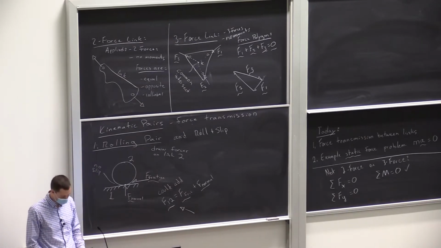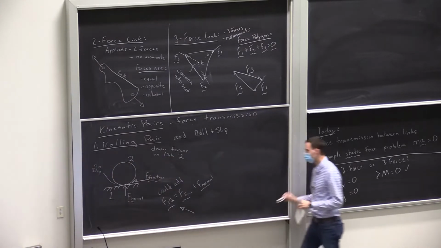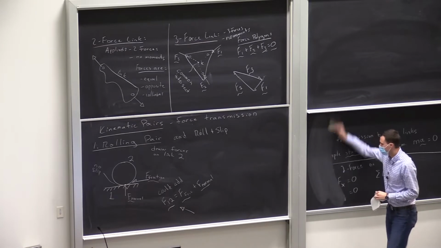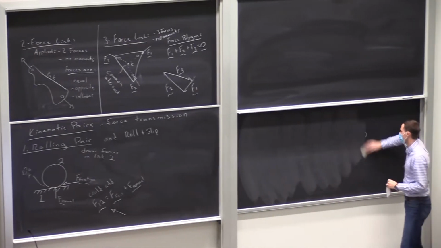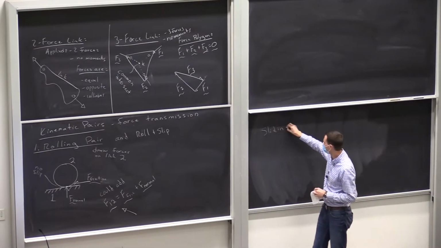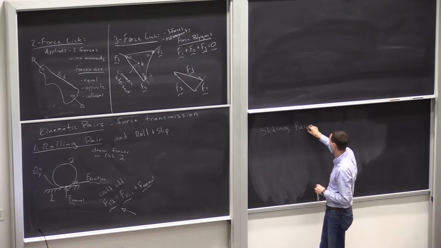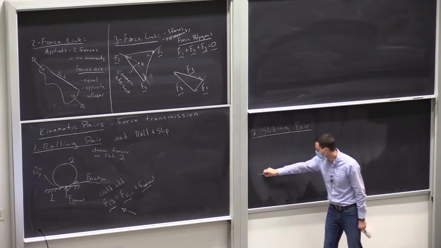OK, so this is rolling and rolling plus slipping. Our next one is a sliding pair. Sliding pairs are kind of the weirdest. They're the trickiest of our kinematic pairs. So we're just going to do a slider on a straight slide to start.